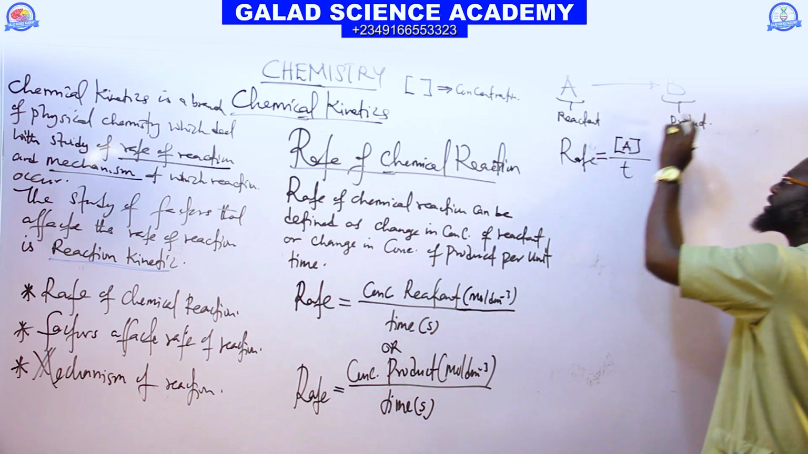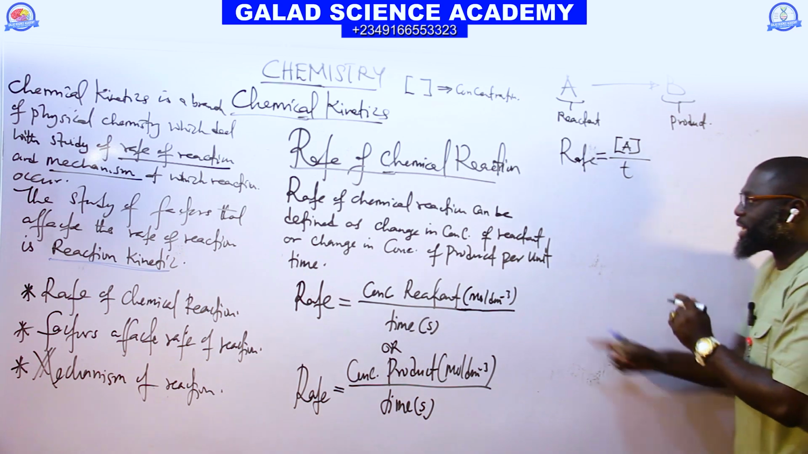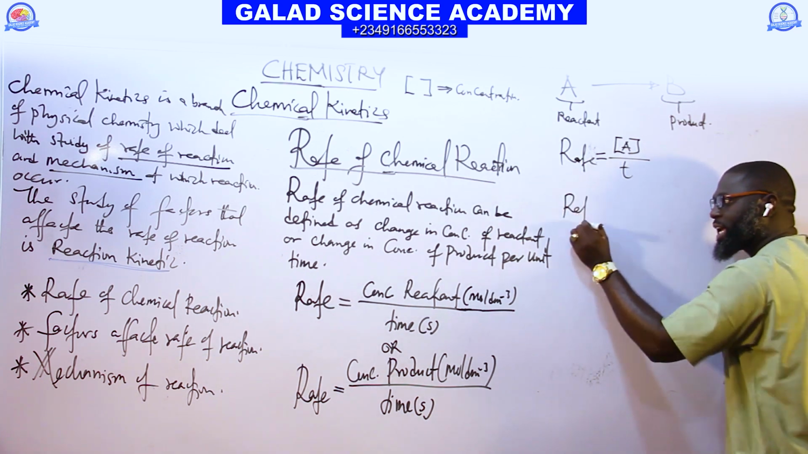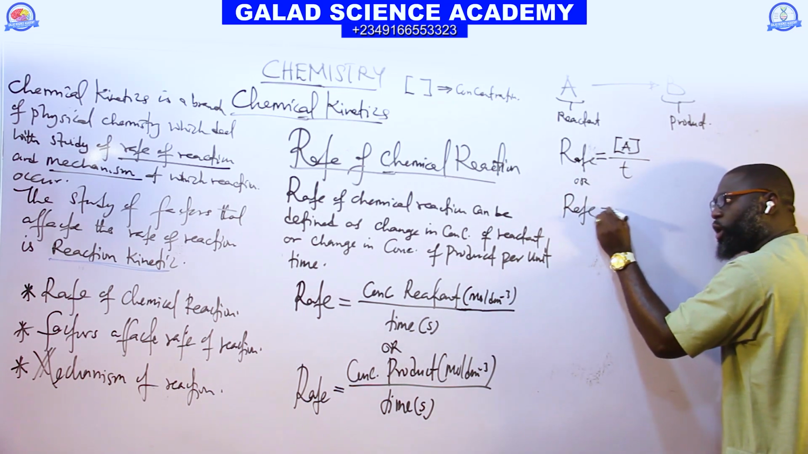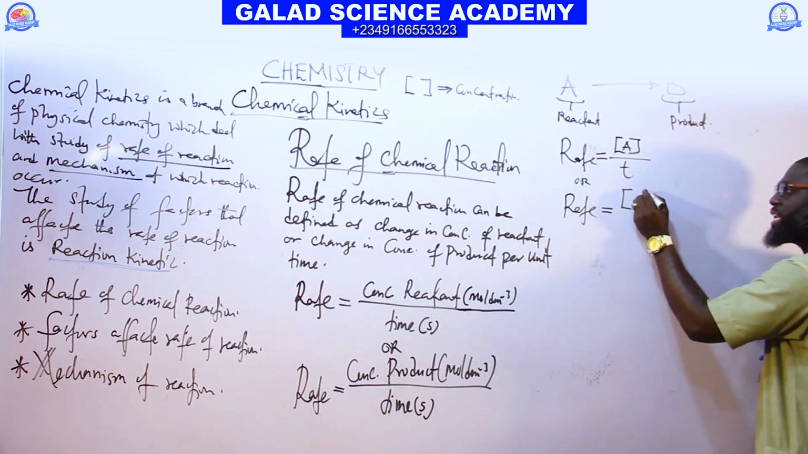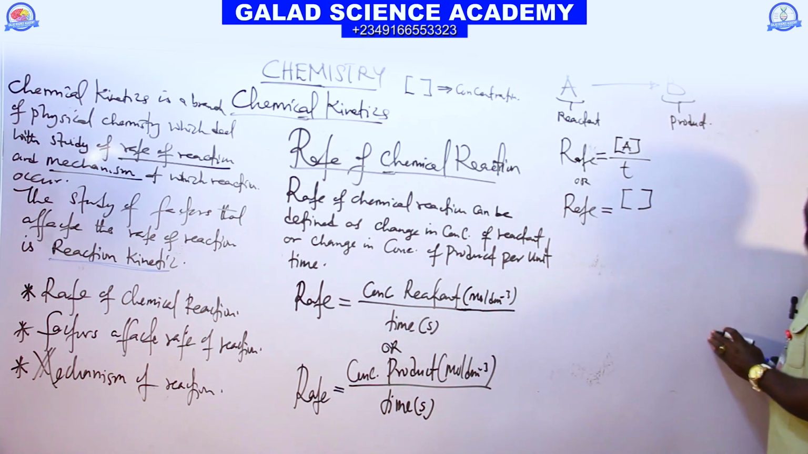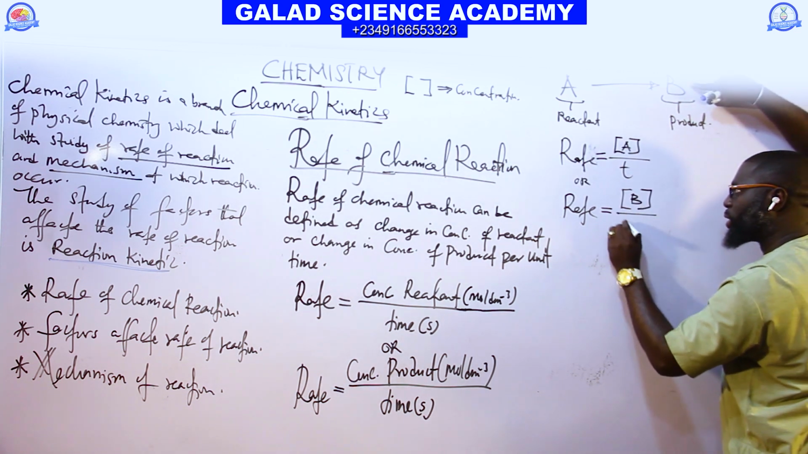And if you look at the product, I say this same rate is equal to the concentration of the product we have here. This is the symbol for concentration, concentration of B, the product, over time t.